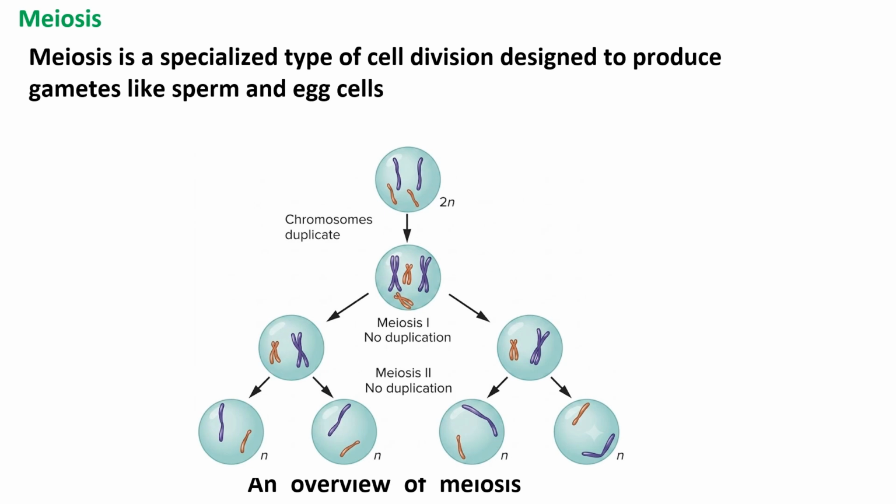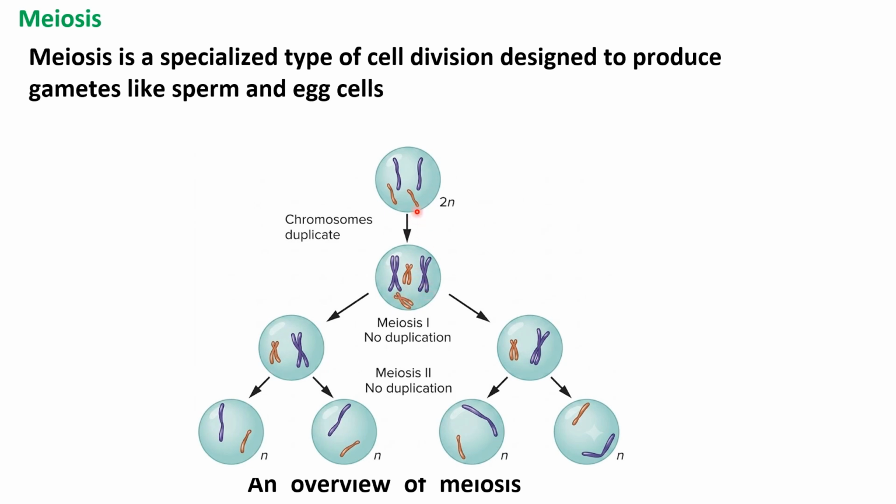Now we have covered mitosis. Let's turn our attention to meiosis. Meiosis is a specialized type of cell division designed to produce gametes like sperm and egg cells. Unlike mitosis, which maintains the chromosome number, meiosis reduces it by half.